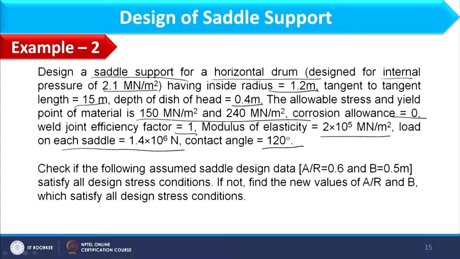So, what I need to do is check if the following assumed saddle design data, that is A by R equal to 0.6 and B equal to 0.5 meter, satisfy all design stress conditions. If not, find the new values of A by R and B which satisfy all design stress conditions. So, let us start the solution of this. Here, basically in the saddle I need to compute different stresses, and those should be satisfied with the permissible values. Okay. So, let us start that.